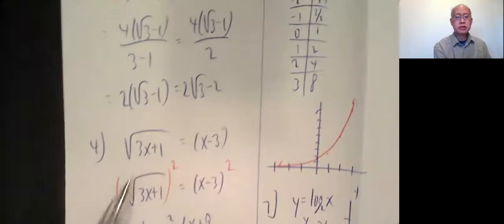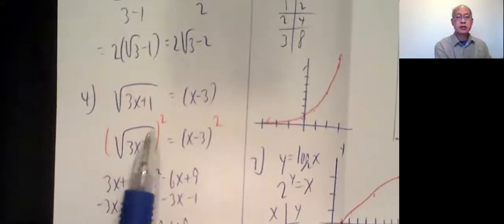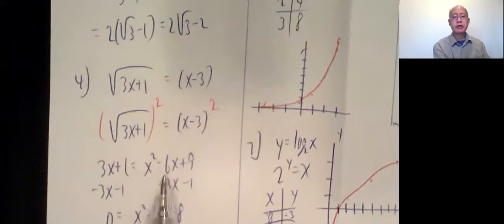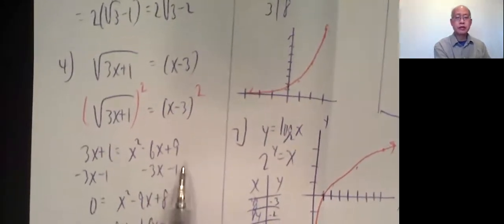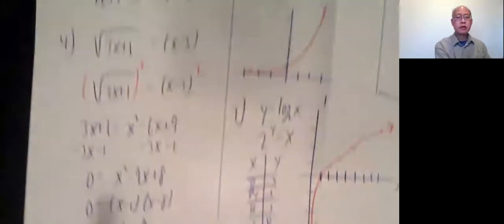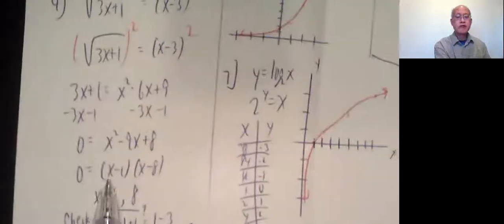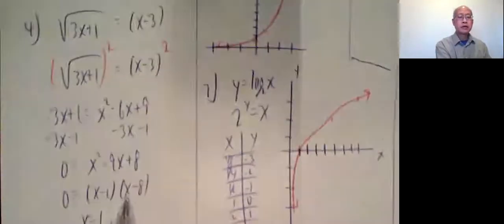Number 4, square both sides. So radical 3x plus 1 squared equals x minus 3 squared. On this side, the square root and the square cancel out, leaving 3x plus 1. X minus 3 squared is x squared minus 6x plus 9. It's a quadratic equation, so put everything on one side and set it equal to 0. Subtract 3x, subtract 1 on both sides. 0 equals x squared minus 9x plus 8. Factor into x minus 1, x minus 8. So x equals 1 or x equals 8.